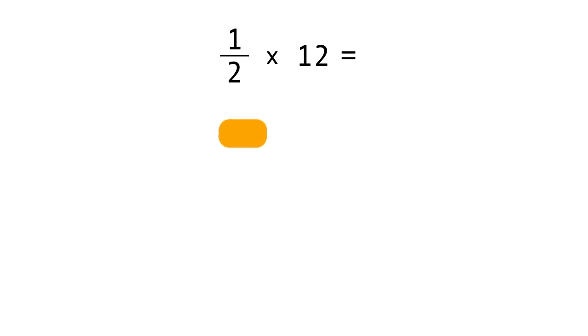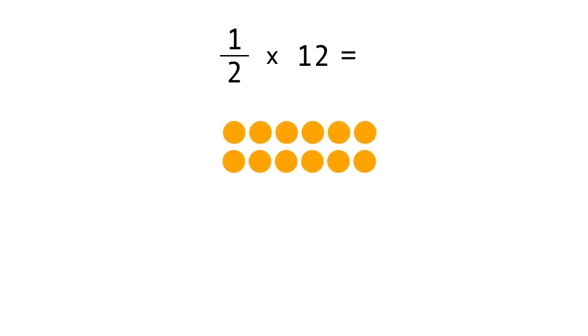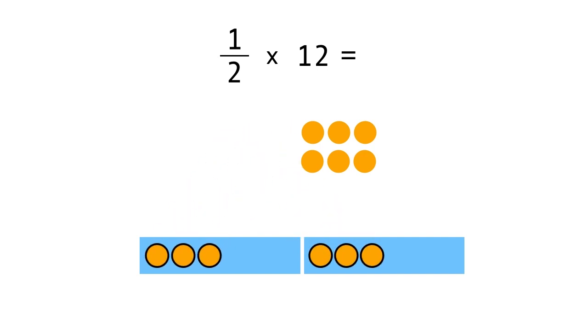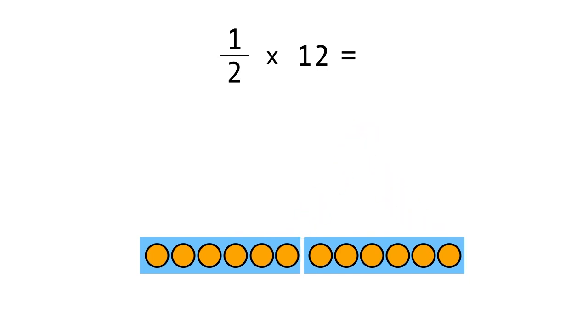Now the first thing I'm going to do is get my 12 counters. And then with my bar, because we're looking at halves, we're going to split our bar into two equal parts. And that's because we want to find half of 12. As you can see in a minute, it will be a little bit different if we find a third. And then all we're going to do is share our counters between the two halves, share them equally. And you can see that 1/2 is equal to 6. And the shortcut for this is, what we really did is we did 12 and we divided it by 2 to find that half.